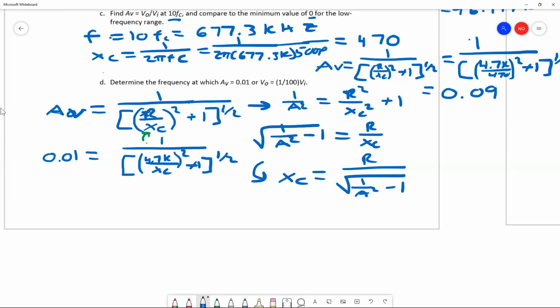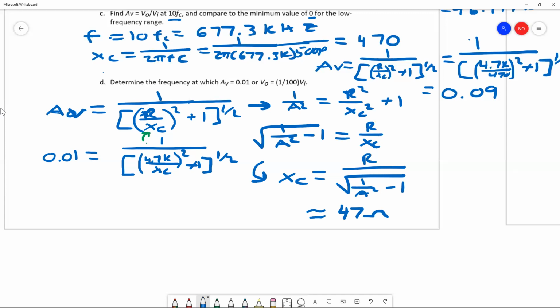Let's see here, 4.7 EE3 over the square root of 1 over 0.01 squared minus 1. And that's going to get you an XC value of roughly 47 ohms. Okay.